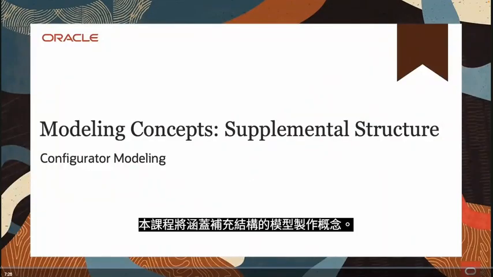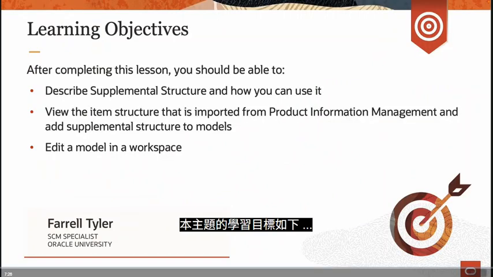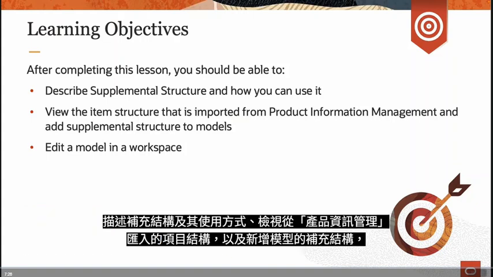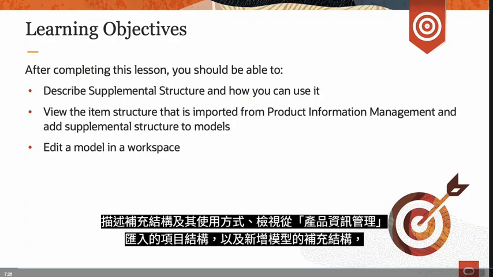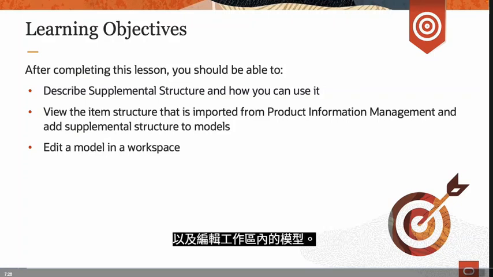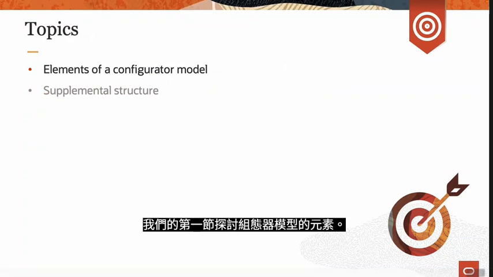This lesson will cover the modeling concepts of supplemental structure. The learning objectives for this topic are as follows: describing supplemental structures and how you can use it, viewing the item structure that is imported from product information management and adds supplemental structures to models, and editing a model within a workspace. Our first section discusses the elements of a configurator model.